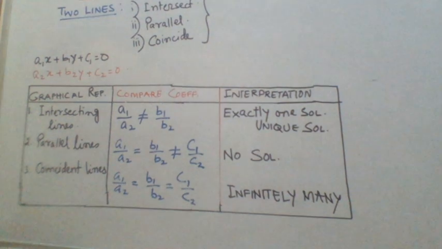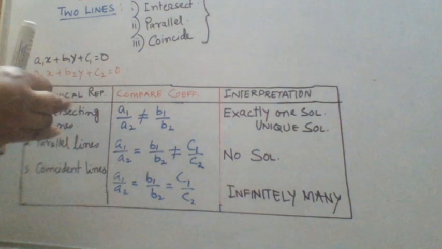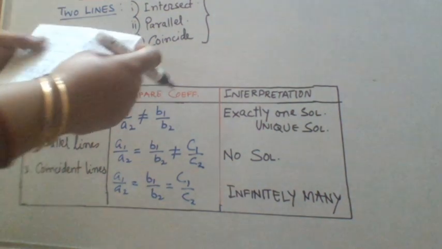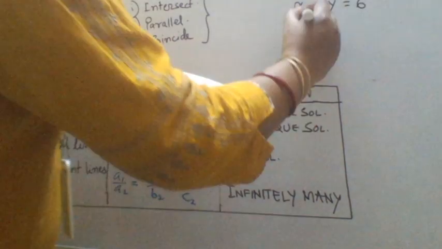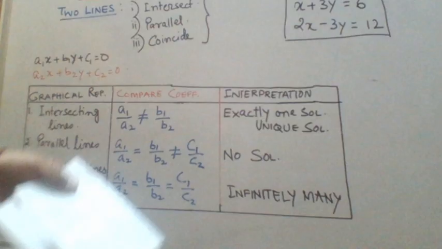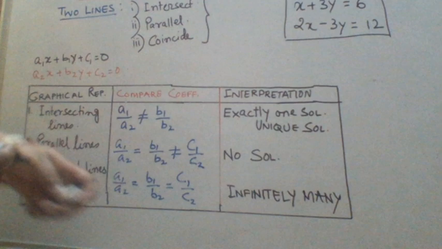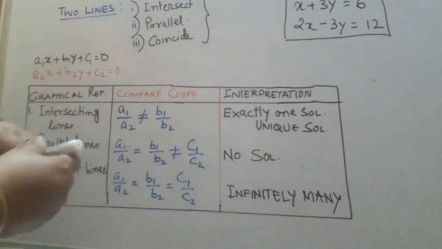Okay. So now let us take some examples. See, if I take the linear equation, say x plus 3y equal to 6, and the other one is 2x minus 3y equal to, say, 12. These are the two linear equations. Let us take these. So now let us compare the coefficients.